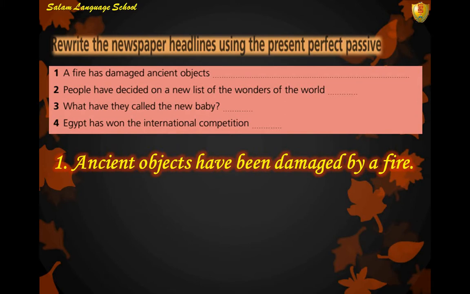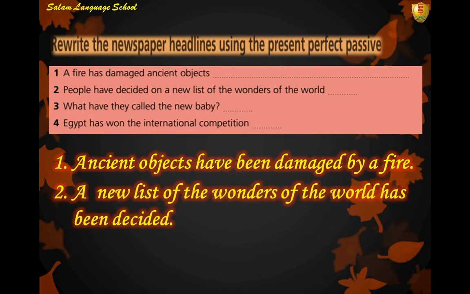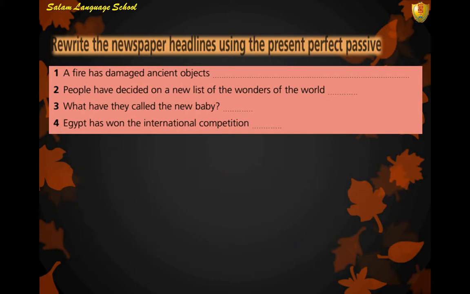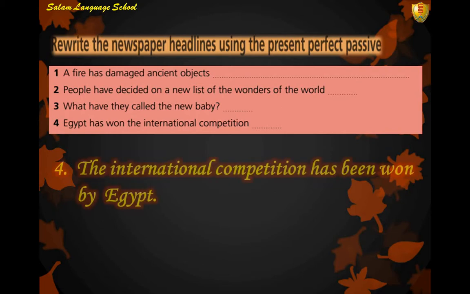Number 2: people have decided on a new list of the wonders of the world. The answer, number 2: a new list of the wonders of the world has been decided. Number 3: what have they called the new baby? So the answer: what has the new baby been called? Number 4: Egypt has won the international competition. And the answer: the international competition has been won by Egypt.